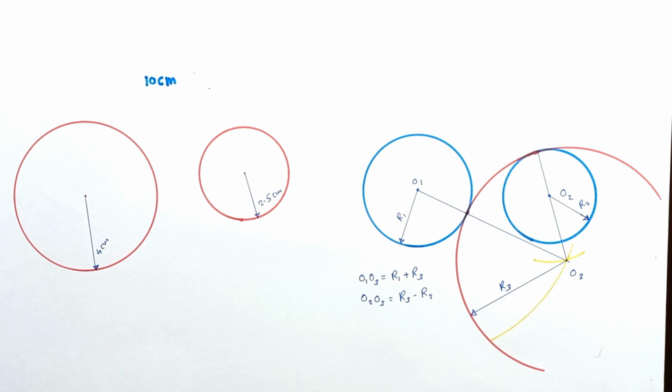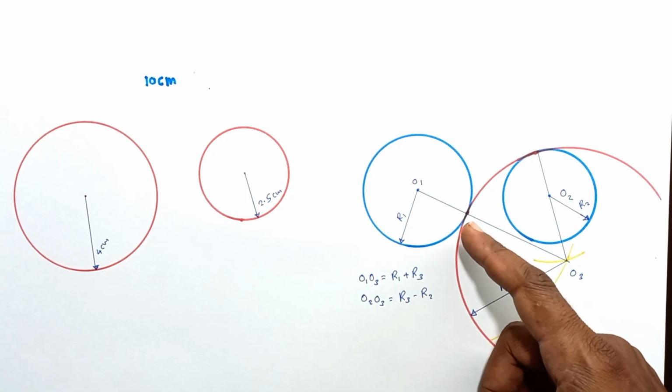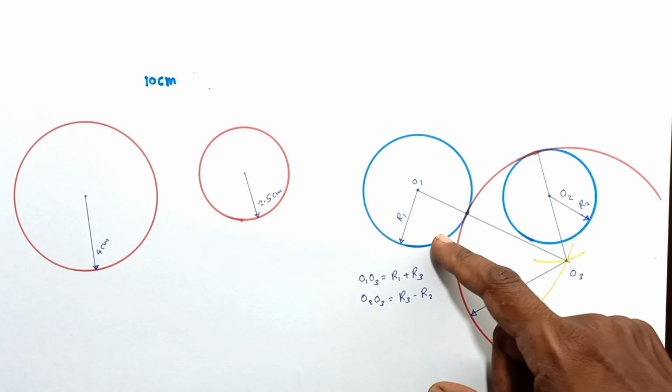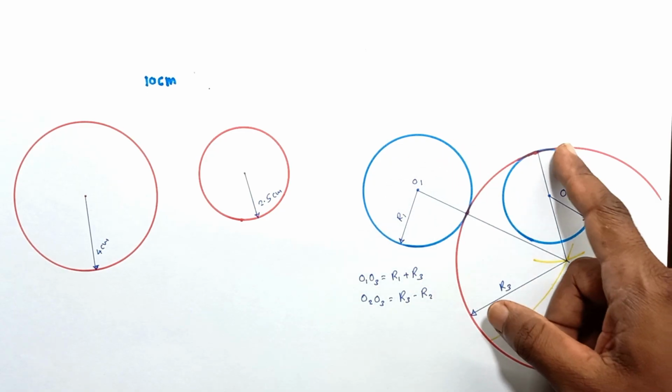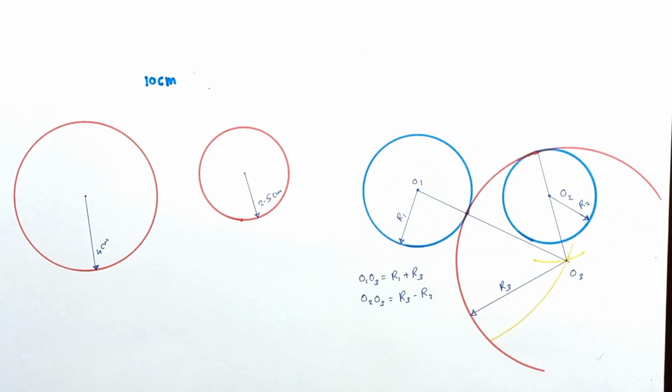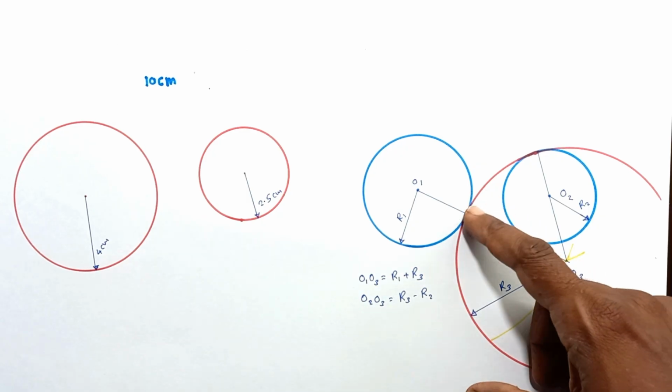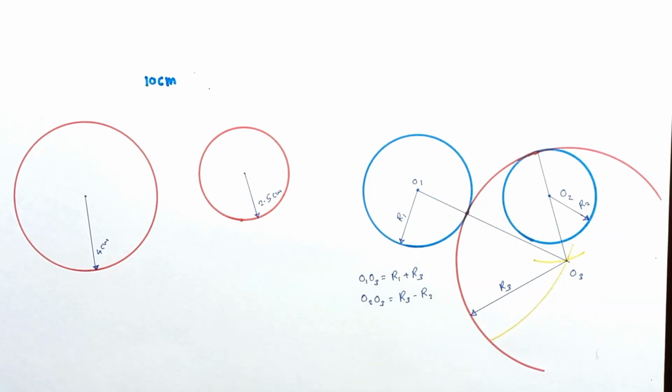Okay, in this video, I'm going to explain how to draw the tangent arc to two given circles. Here, the tangent arc is tangent externally to one circle and tangent internally to the other circle. Okay, let's see how to construct this kind of tangent arc to two given circles.